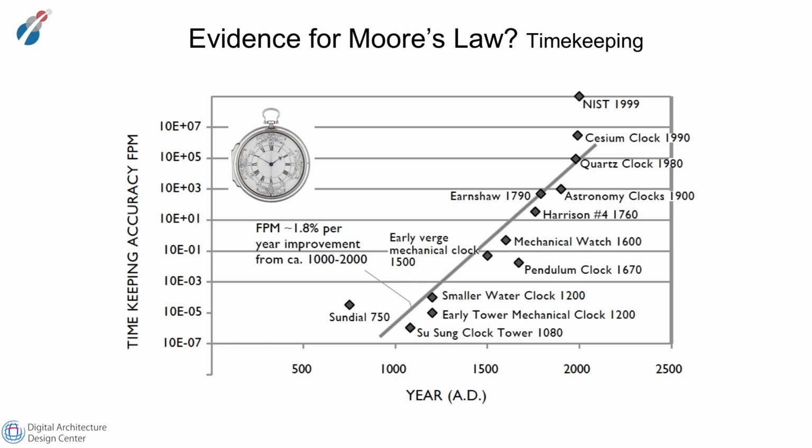And so the amazing number here is that we keep improving our ability to keep time at a rate of about 1.8% per year, but now over 1,000 years. And so you might ask, what is this figure of merit?